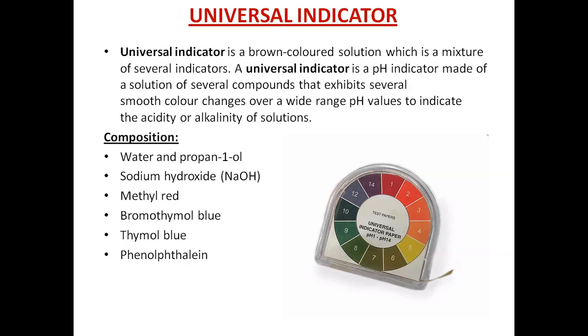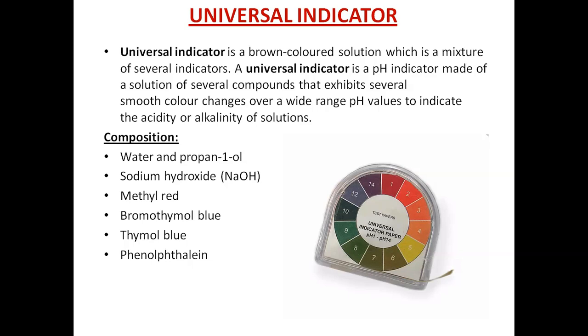So for the composition of universal indicator, apart from these four indicators, water and propan-1-ol and sodium hydroxide are also needed. Water and propan-1-ol are used as solvents because they both are polar and dissolve all the other ingredients in the solution. So water and propan-1-ol are used as solvents.